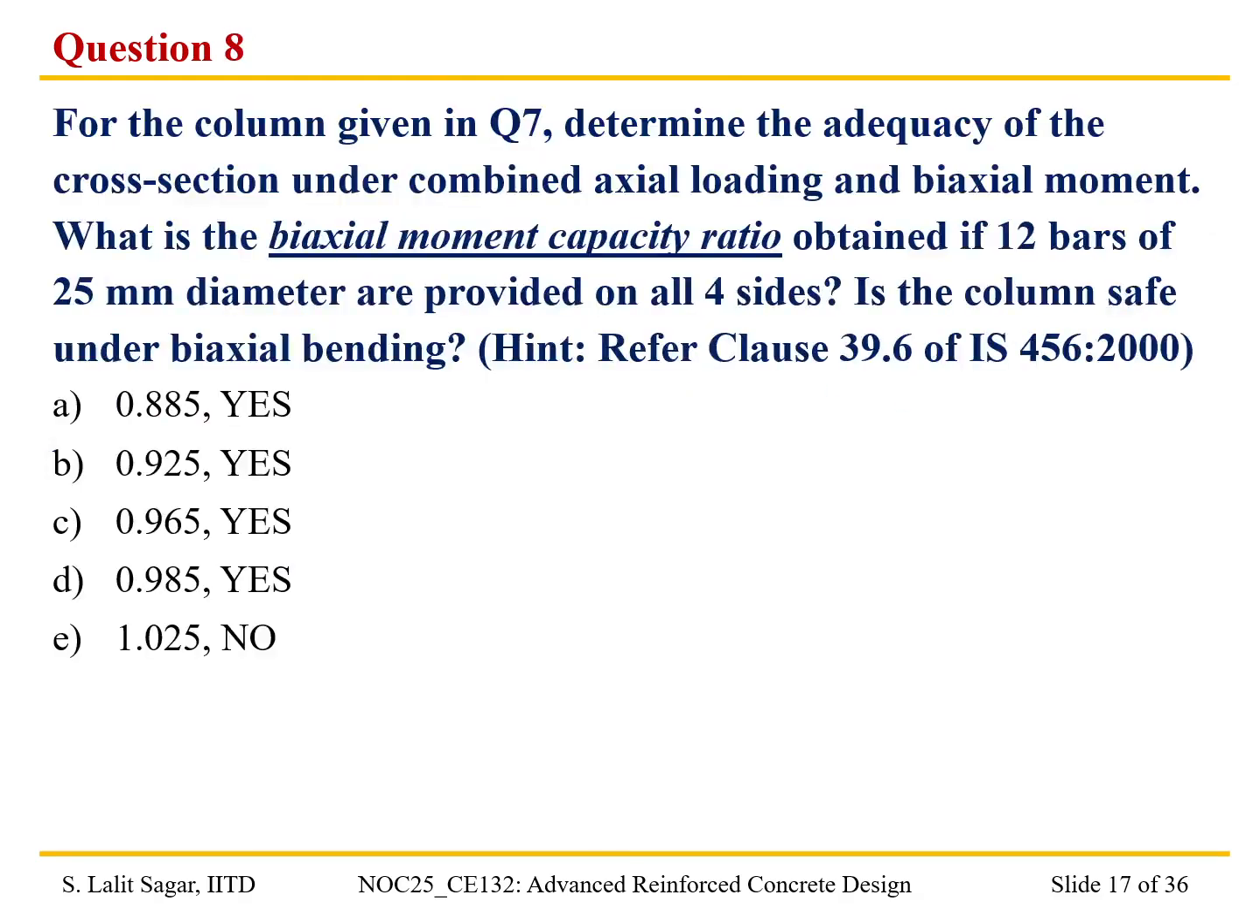Now let us proceed to the next part of the question. For the column given in question 7, determine the adequacy of the cross section under combined axial loading and biaxial moment. What is the biaxial moment capacity ratio obtained if 12 bars of 25 mm diameter are provided along all four sides? Okay, is the column safe under biaxial bending?